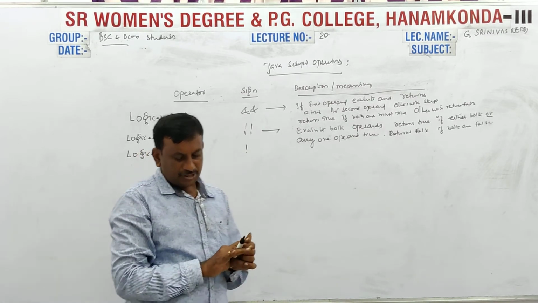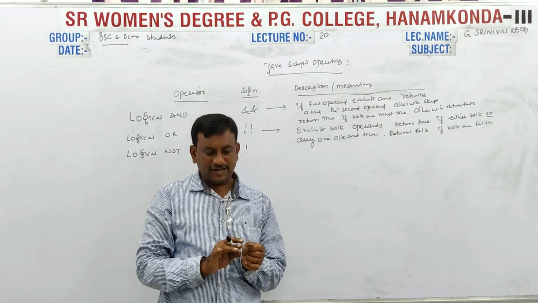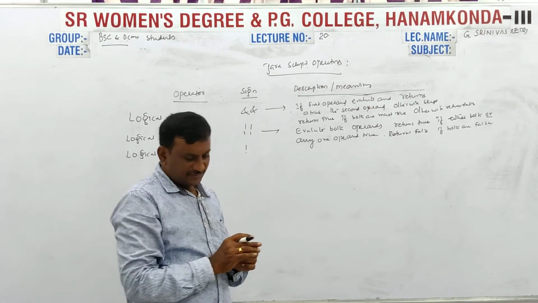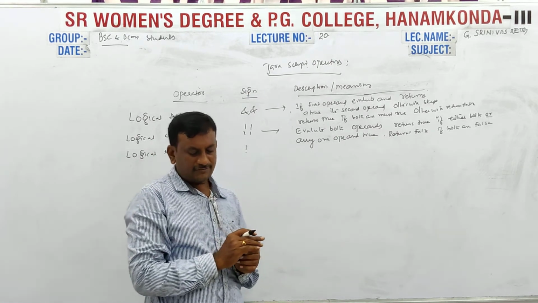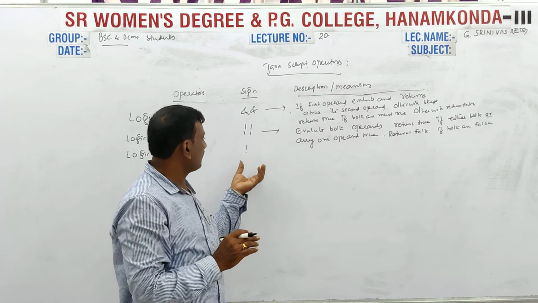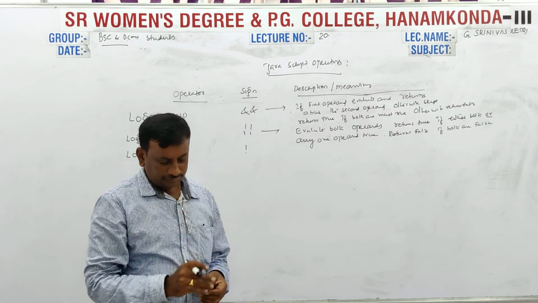Logical NOT returns the inverse of the given value. If the result is true, it becomes false, otherwise true. It is the inverse of the given value.